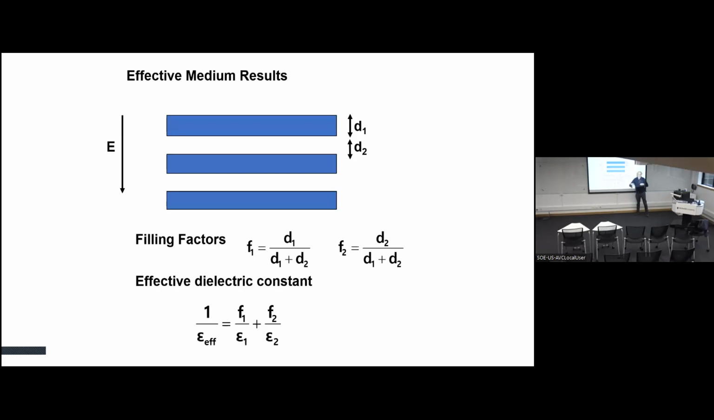And if you remember your second semester physics, this actually looks like a series of capacitors. The rule for the effective dielectric constant very much looks like the rules for capacitors in series. It's the fraction of the material with epsilon 1, and the fraction of the material with epsilon 2, but it's 1 over all the place.